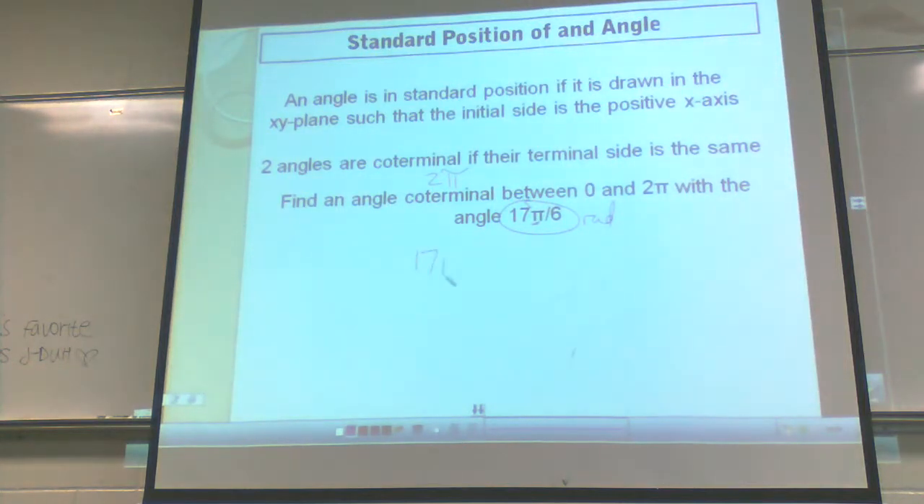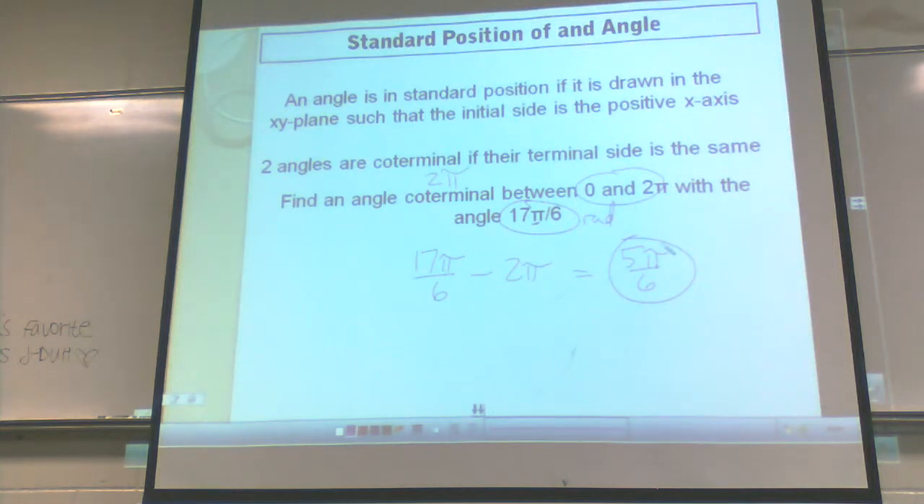So what I'd be doing is I'd just go, 17 pi over 6. And again, we kind of did this already. I might not use words like coterminal, but you kind of already did it. So 17 pi over 6 minus 2 pi is how much? 5 pi over 6. That's in between 0 and 2 pi. That would be the answer.